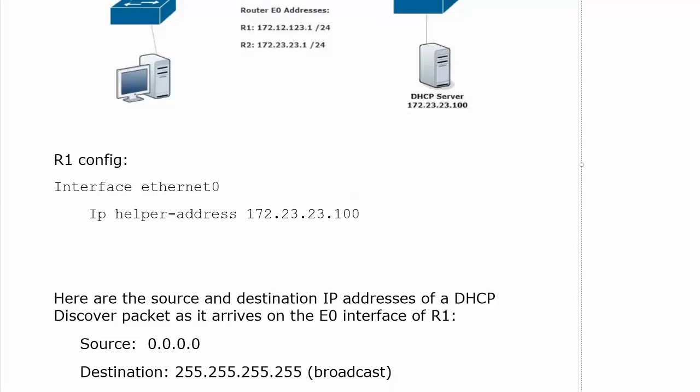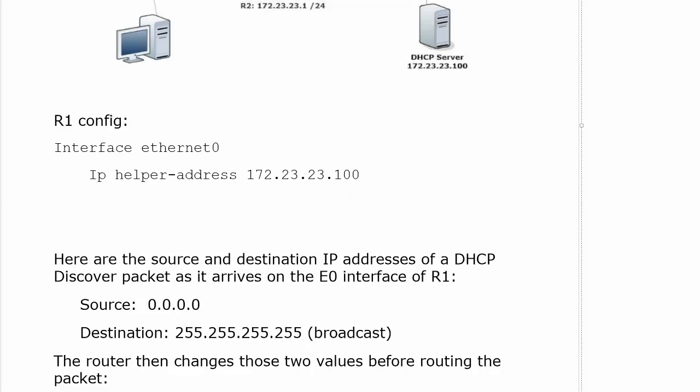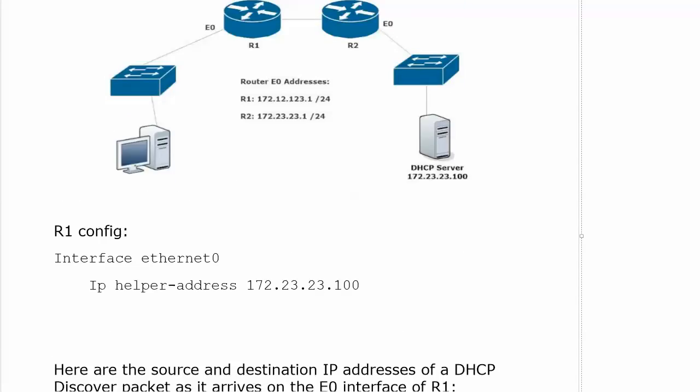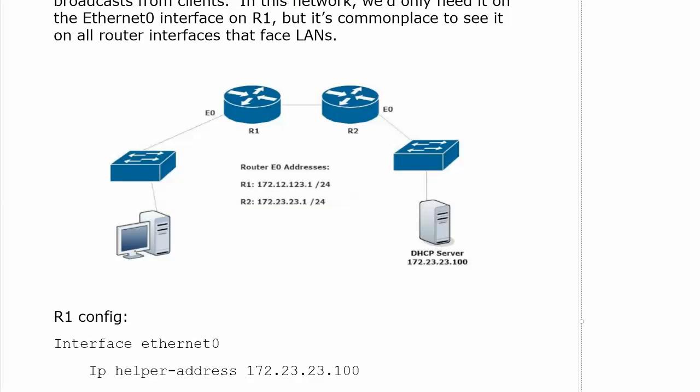So I've got that here for you on the board, and here are the source and destination IP addresses of a Discover packet as it comes in on Ethernet 0 of router 1. Well, of course, the source IP address of a Discover packet is always going to be what?